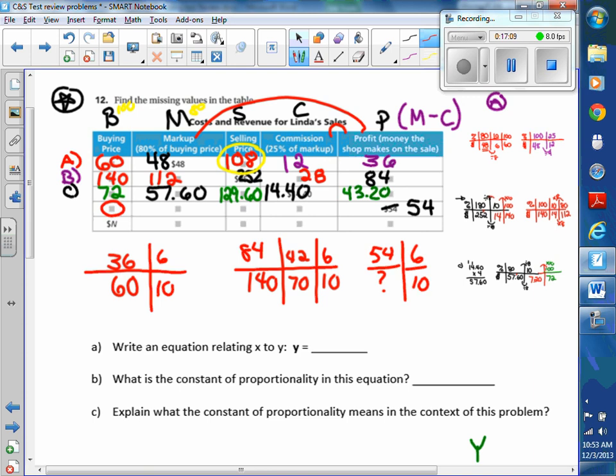Grace? Trying to figure out how to get one of the numbers, one of the profits from the board, to go into 54. So I divided the first one by 6. Uh-huh. Oh, I like that. So she actually used like a whole ratio table idea.